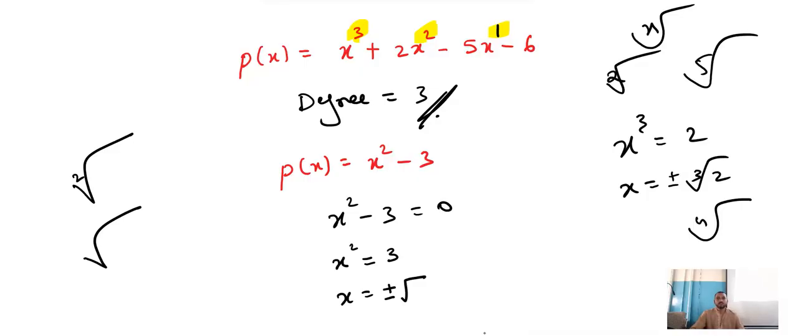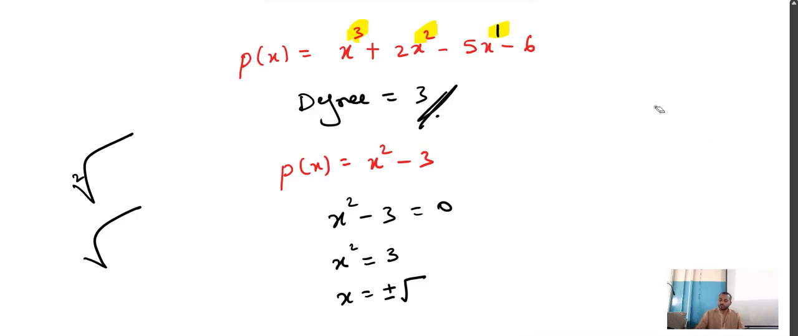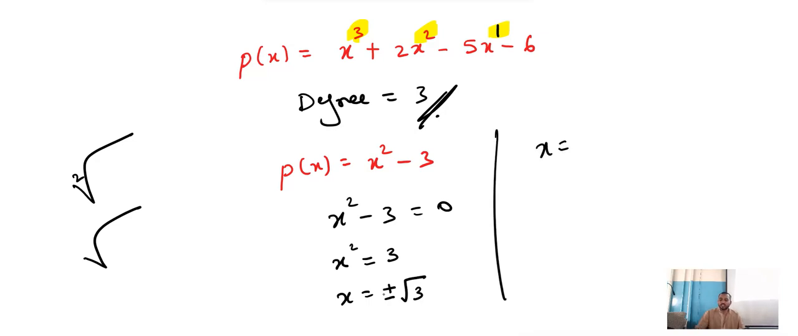Here 2 is there, so 2 is coming to the other side. Followed? Good. Then x equals plus or minus root 3. So here we get two answers, right? First is x equals plus root 3. The other one is x equals minus root 3. So these are the two zeros.